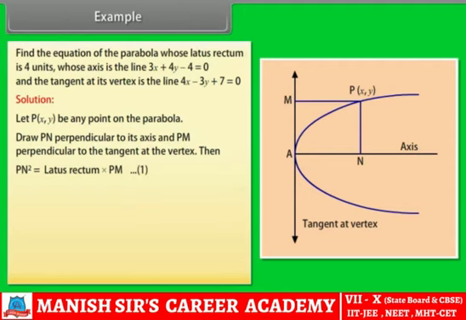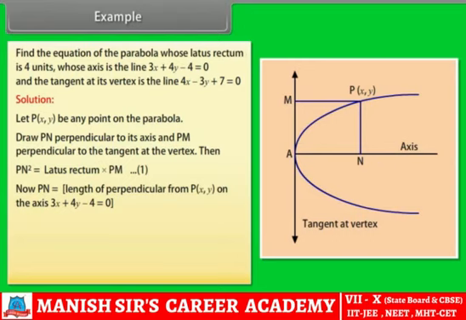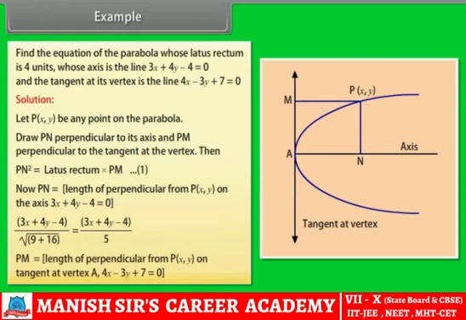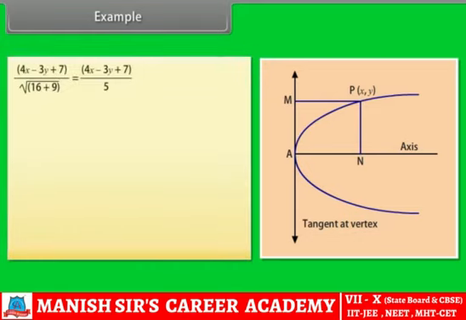That is equation 1. Now, PN is equal to the length of the perpendicular from P(x, y) on the axis 3x plus 4y minus 4 is equal to 0, which is 3x plus 4y minus 4 upon under root 9 plus 16, which is equal to 3x plus 4y minus 4 upon 5. PM is equal to the length of the perpendicular from P(x, y) on the tangent at vertex A, 4x minus 3y plus 7 is equal to 0, which is 4x minus 3y plus 7 upon under root 16 plus 9, which is equal to 4x minus 3y plus 7 upon 5. Latus rectum is equal to 4.